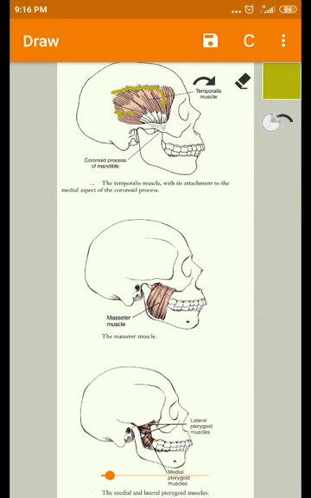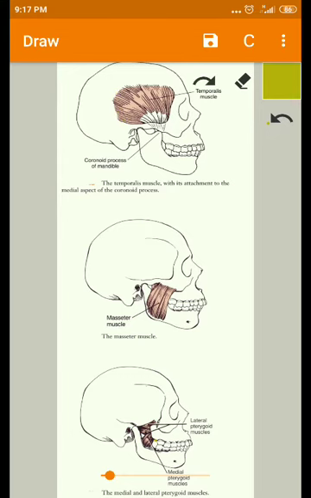This muscle fills the concavity of the temporal fossa, which is present on the temporal bone, and it can be easily palpated over the temporal bone. This muscle mainly helps in elevation of the mandible, that is, closing of the mouth. The temporalis muscle helps in the closing of the mouth.